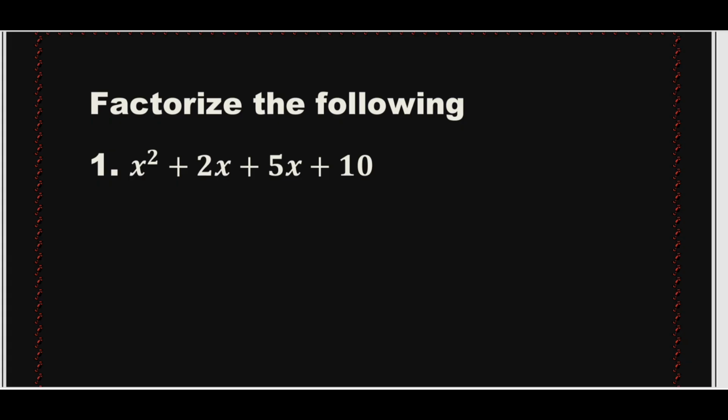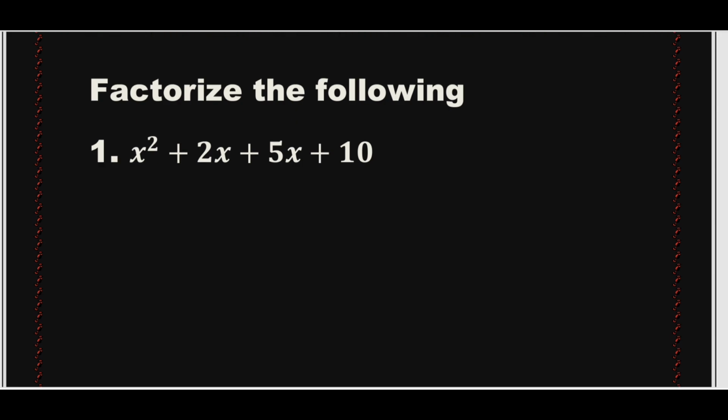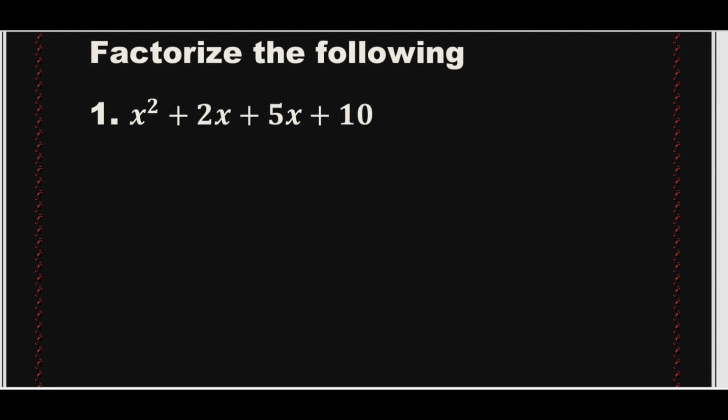We are told factorize the following. Number 1, x squared plus 2x plus 5x plus 10. To factorize this, don't simplify 2x plus 5x, don't add them. What you need to do is to group them into pairs and then look at the common term between each bracket and factor it out.